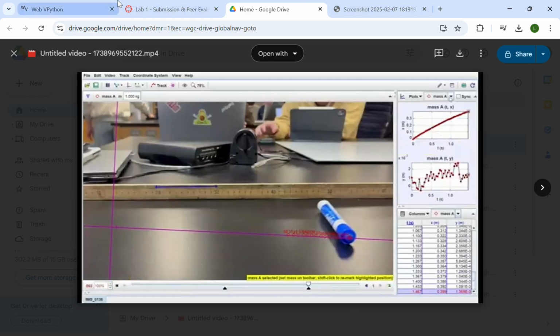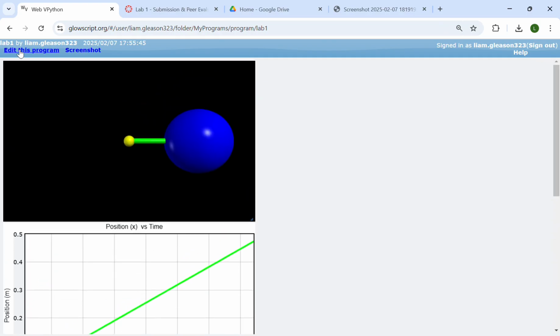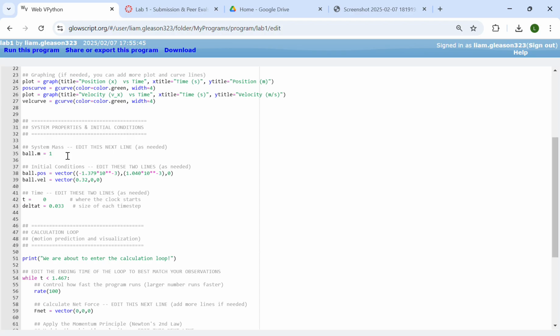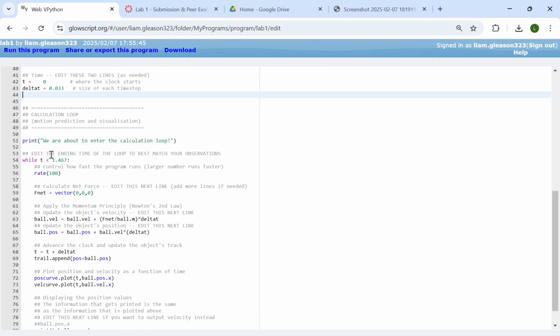Secondly, we used Python to create a computational model in GlowScript, and as you can see here, the mass was the same as it was in the video. The initial position is the same initial position as it was in the video. The velocity was calculated using the change in position over change in time from the second measurement and the first measurement, so the velocity is the same as in the video. The time step is the same as it was in Tracker, 0.033 seconds, and that goes until 1.467 seconds.